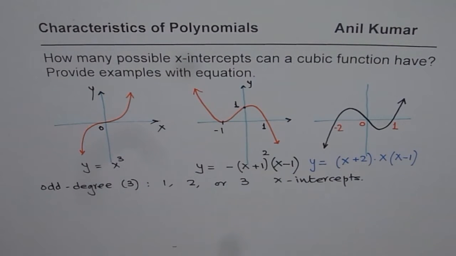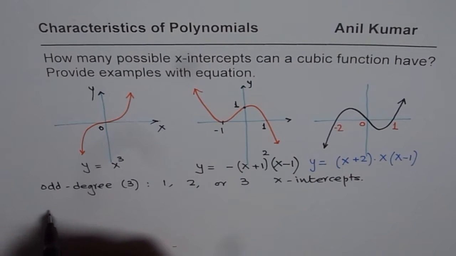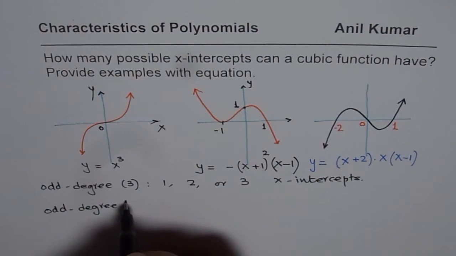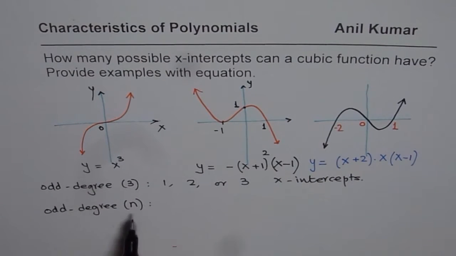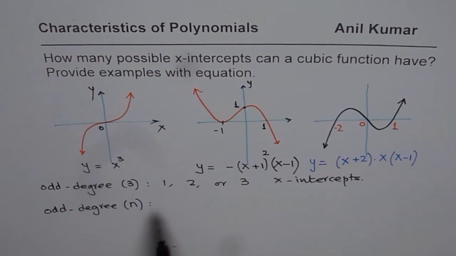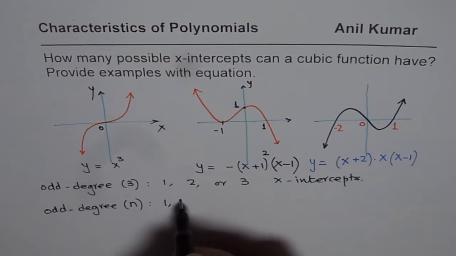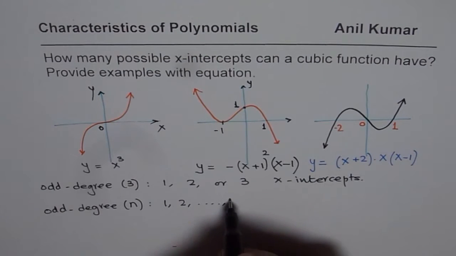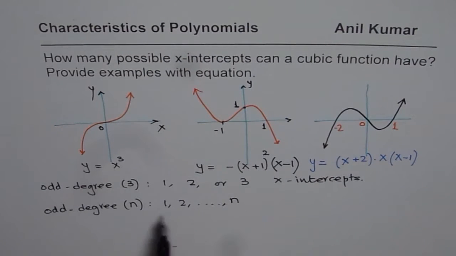Correct? Now what you need to check is, for odd degree, let's say the degree is n, how many x-intercepts can this polynomial have? Since an odd degree polynomial has to go from one end to the other, it will always cross the x-axis. So at least 1, right? It could have more, up to n. So the number of x-intercepts which an odd degree polynomial can have is from 1 to n.